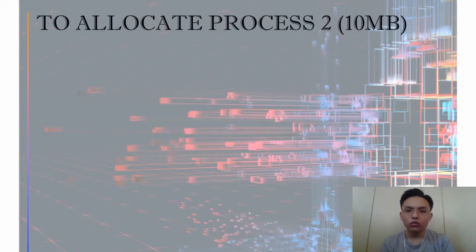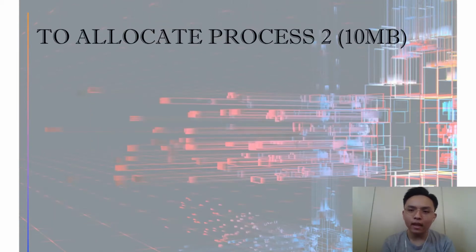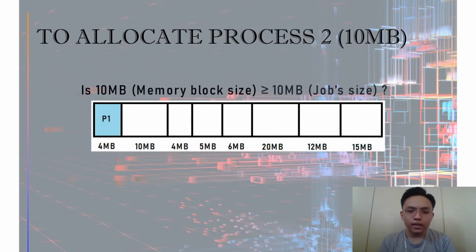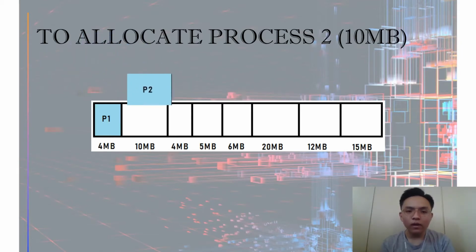Now we move on to the second process, which takes 10 MB. Is the second memory block greater than or equal to the job size, which is also 10 MB? The answer is yes. So P2 can be allocated to the second memory block.